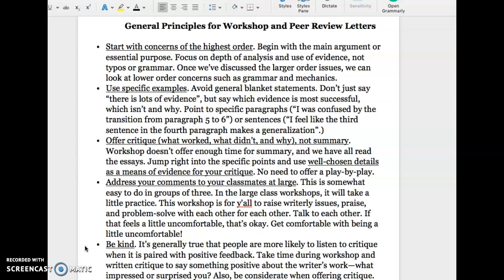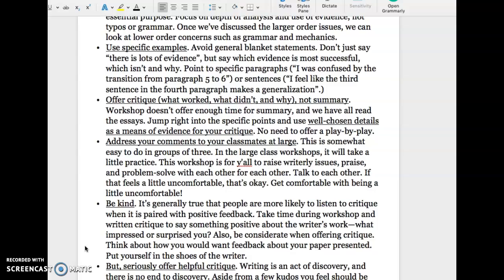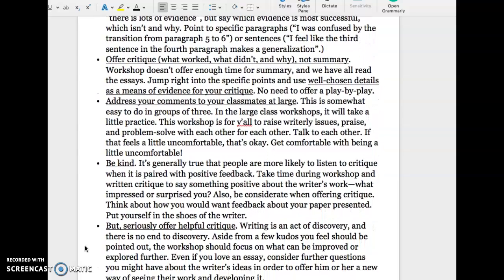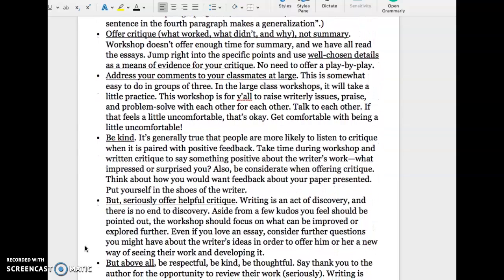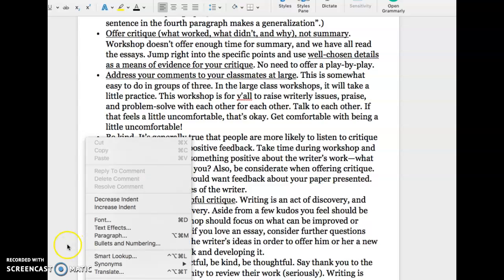Secondly, be specific. So don't just say there's a lot of evidence here. Say there was a lot of strong evidence. In particular, I found this line to be very effective. Or if you felt like there was a point where the evidence was particularly weak, give a specific example of that. Be kind, but also do your best to be helpful. And that's about it.